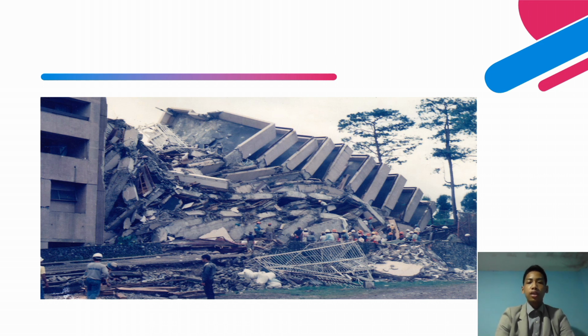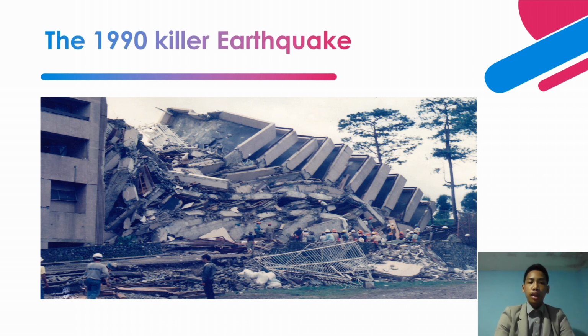Next, do you know what this picture is? This picture is the 1990 killer earthquake. This picture is about the event that happened in 1990 and called the 1990 killer earthquake. In the mid-70s and 80s, strong typhoons and torrential rains brought devastation to Manila and large areas of central Luzon.